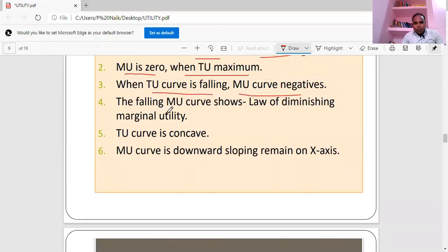Then the falling of the marginal utility curve shows the law of diminishing marginal utility, and the total utility curve is concave. The marginal utility curve is downward sloping, remaining on the x-axis. So this was the relationship of marginal utility and total utility.